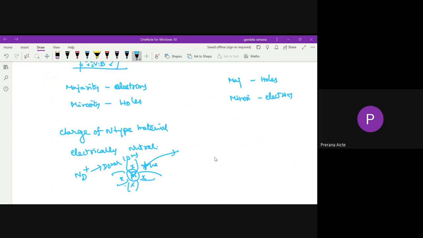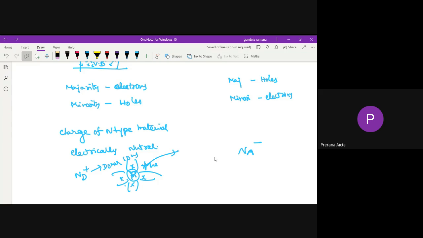This is called Na, the acceptor ion. In p-type, it is called the acceptor ion. N-type material is more popular than p-type material because conductivity is due to the electrons, which have higher mobility than holes. That's why we prefer n-type material.